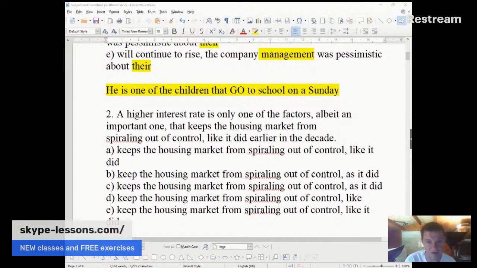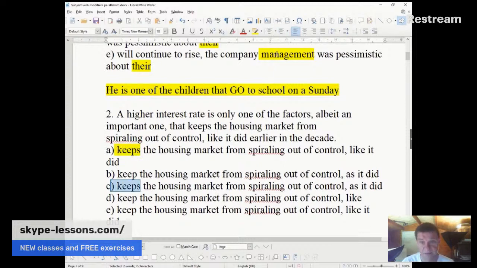So for this reason, when we're looking for the subject in this next one, in number 2, a higher interest rate is only one of the factors that keep, or one of the factors that keeps. It's factors and not one. It's factors. That's the subject of the verb keep. It's factors that keep the housing market from spiraling out of control, not factors that keeps. It's not right. It's got to be factors that keep. And that's why we can get rid of A, factors that keeps is wrong.